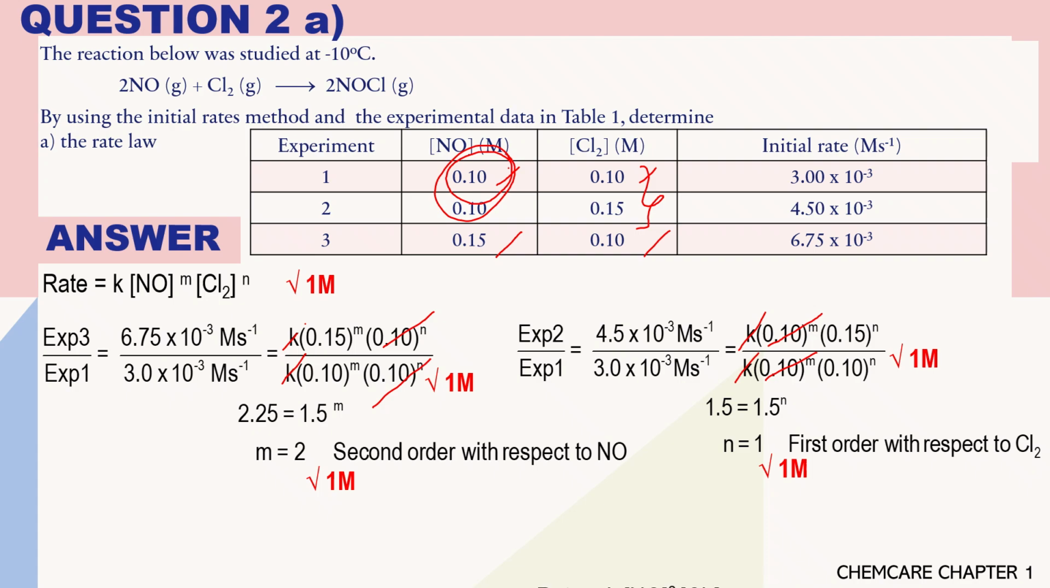Okay, so the rate law is rate equals k times [NO] to the power of 2 times [Cl2]. So this is 1 mark.